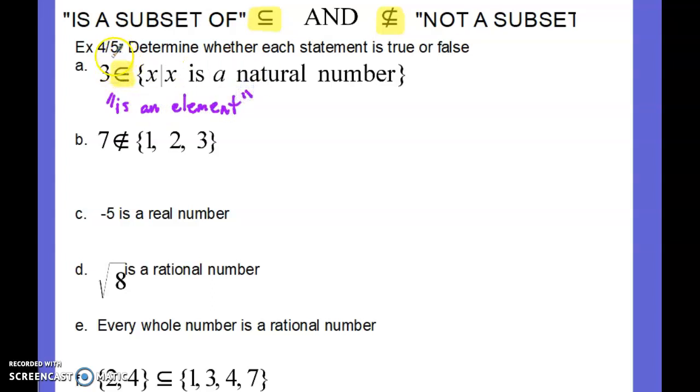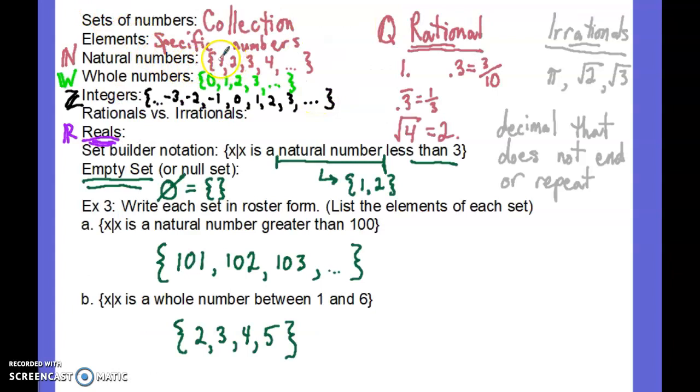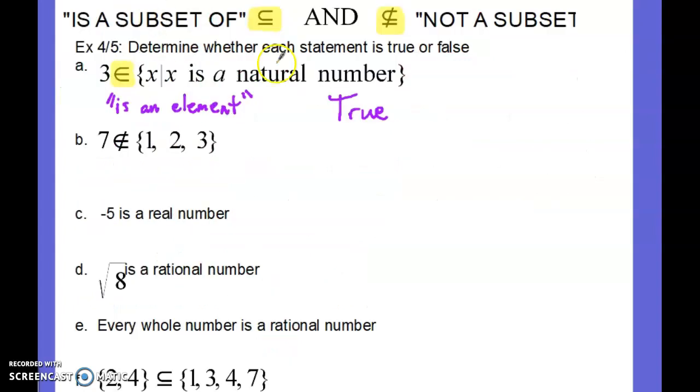So basically it's asking, is 3 a natural number? This is a true statement, because if you go back, and I could go back a slide, might as well do it, I have plenty of time. Is 3 one of the natural numbers? And that answer is yes. So 3 is an element of the natural numbers. So that's a true statement.